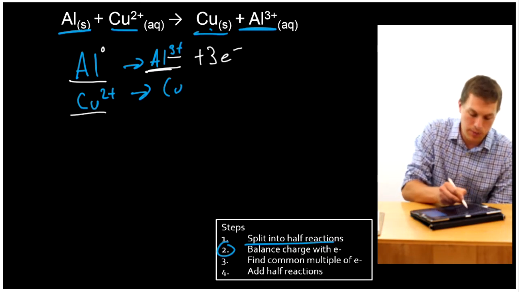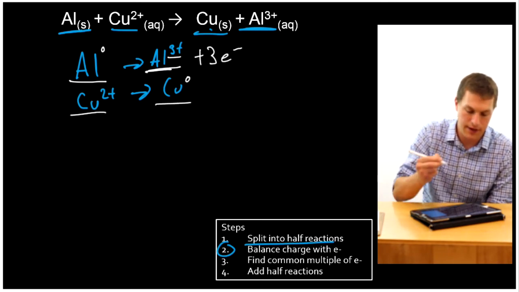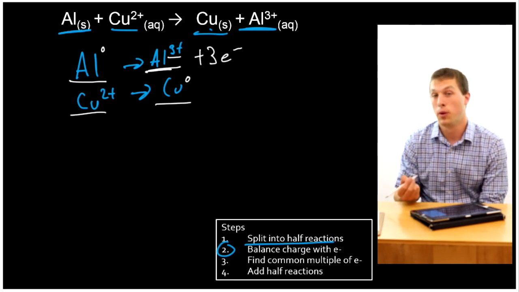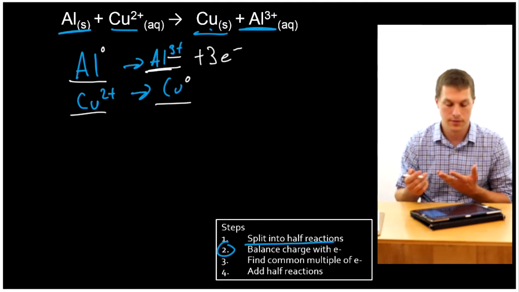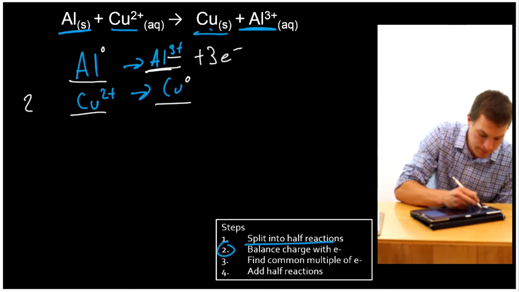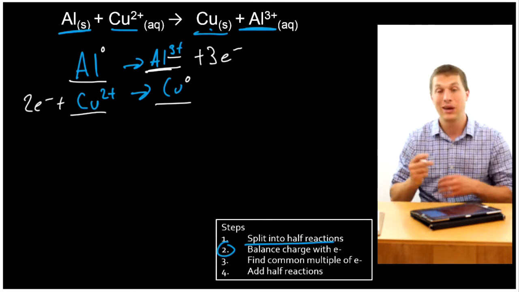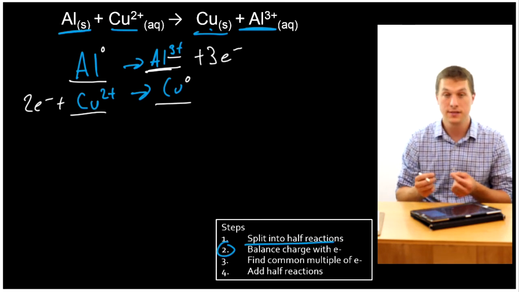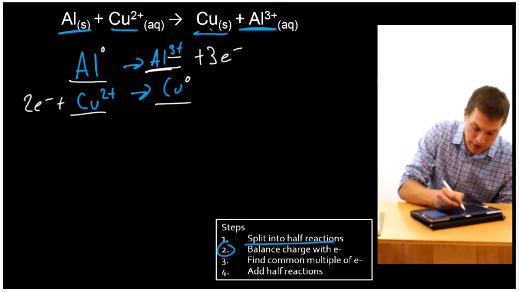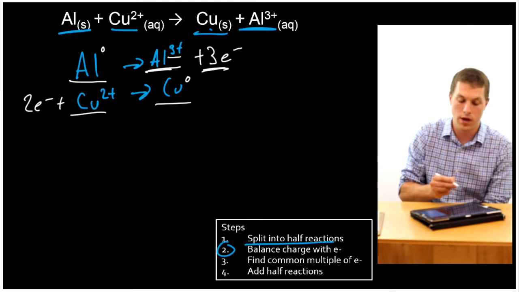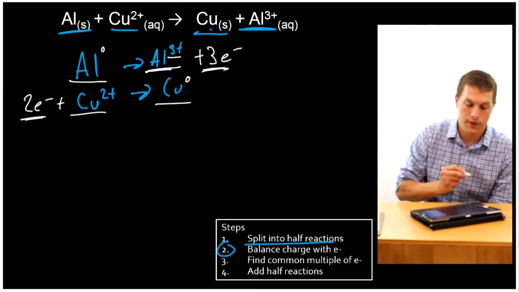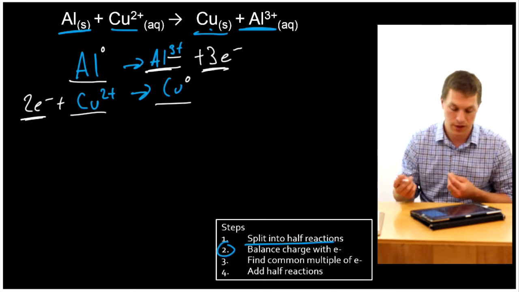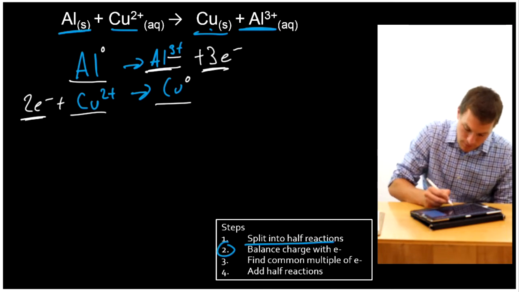Same thing here, 2 plus and 0, because this copper, right, has a 0 charge. Well, I want to put extra electrons on the more positive side to make them balance out. And I need 2 electrons on this side. You should always see that you add electrons on opposite sides of these half reactions, because you need to be giving up electrons from one element and gaining them on another, in order for it to be a redox reaction where you're exchanging electrons. So that was step 2.